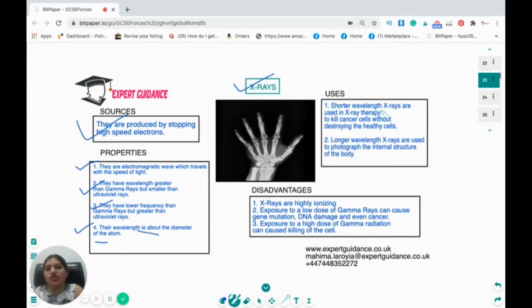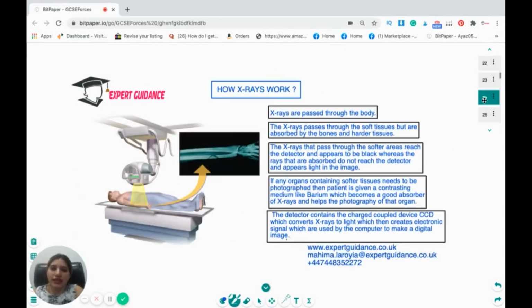As for uses, the shortest wavelength X-rays are used in X-ray therapy to kill cancer cells without destroying the healthy cells. And the longer wavelength X-rays are used to photograph the internal structure of the body. The disadvantages are that X-rays are highly ionizing. Exposure to a low dose can cause gene mutation, DNA damage, and even cancer. And exposure to a high dose can cause killing of the cell.